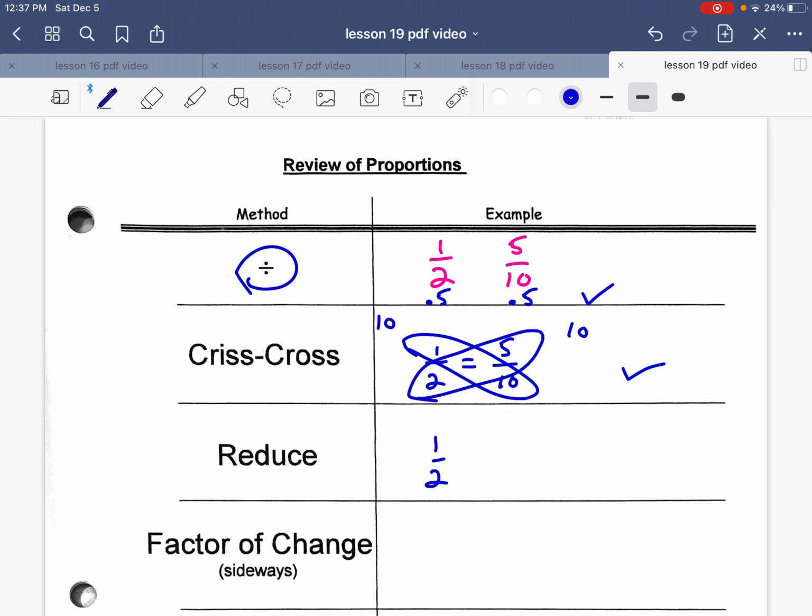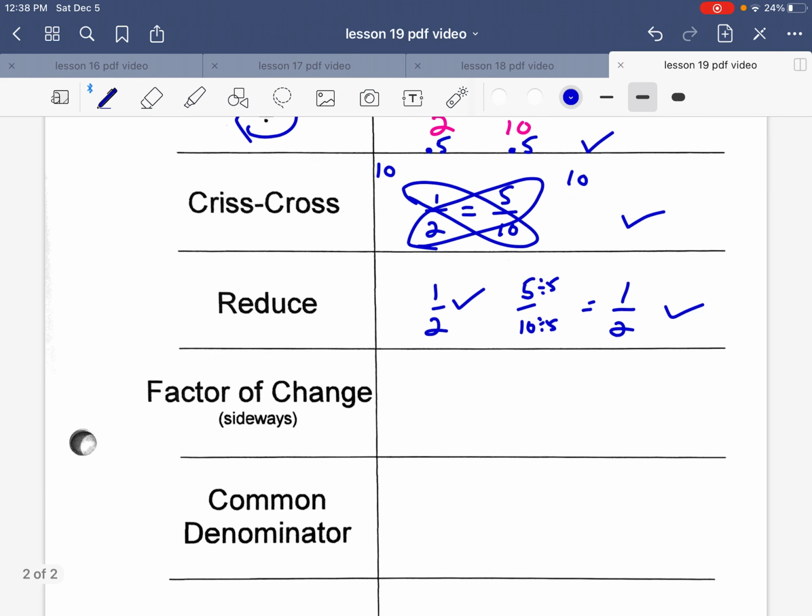If I can reduce both of these to their lowest terms, and if they're the same, this one's already reduced. I can definitely do divided by 5, 1 over 2. So they're equal to each other. If you reduce both of them and they look different, well then obviously they're not the same ones.